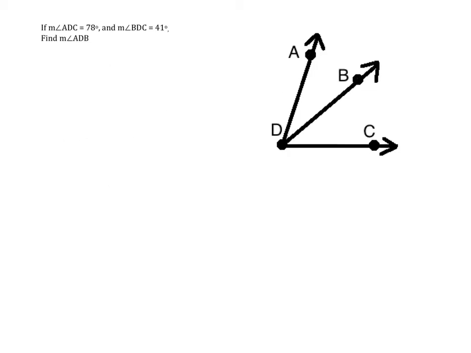Here's another situation. Same deal. I can start by writing the equation, the measure of ADB plus the measure of BDC equals the measure of ADC. And I can start subbing in. In this case, I know ADC and I know BDC.